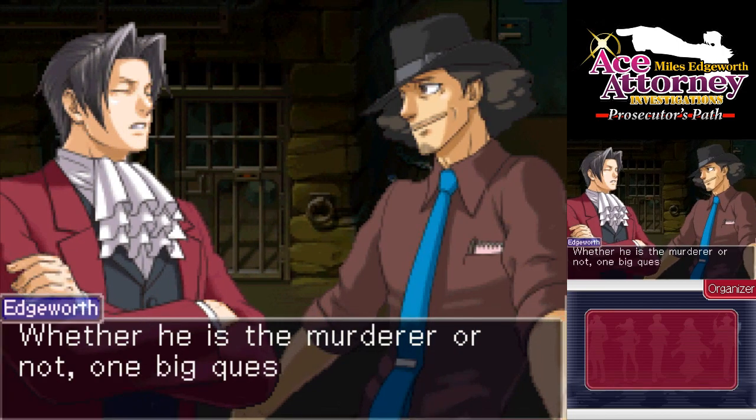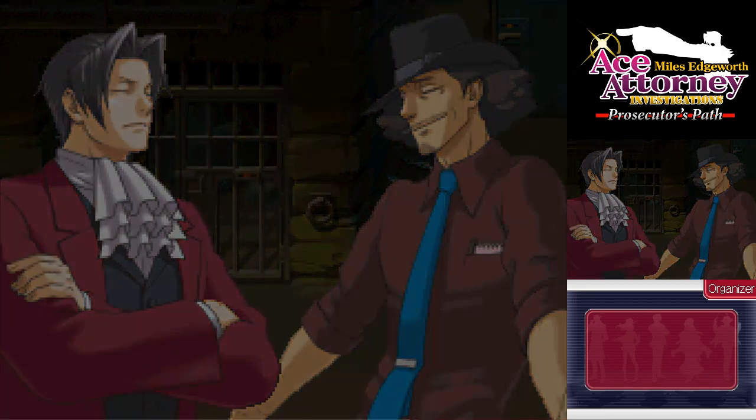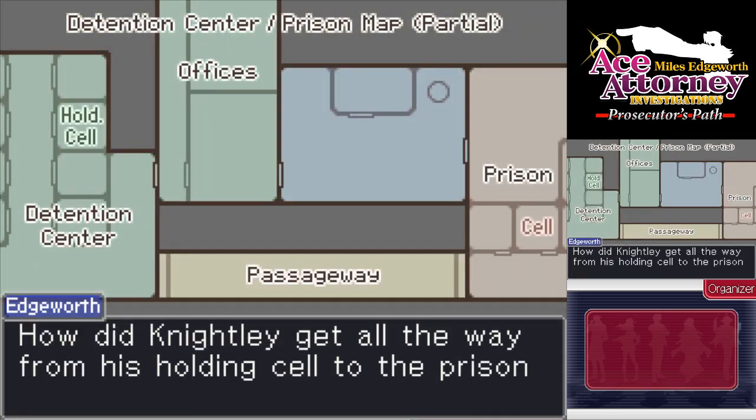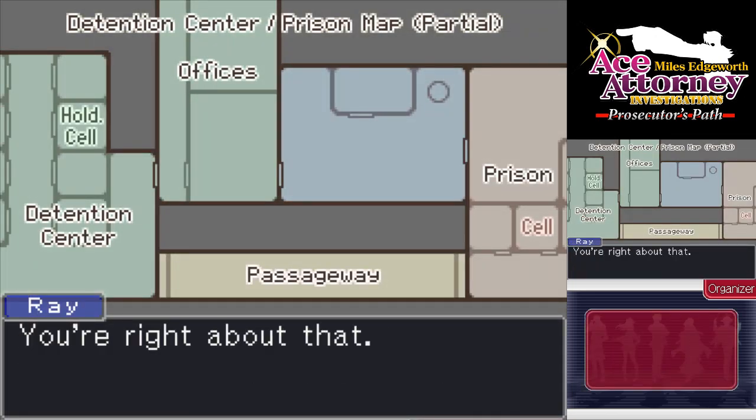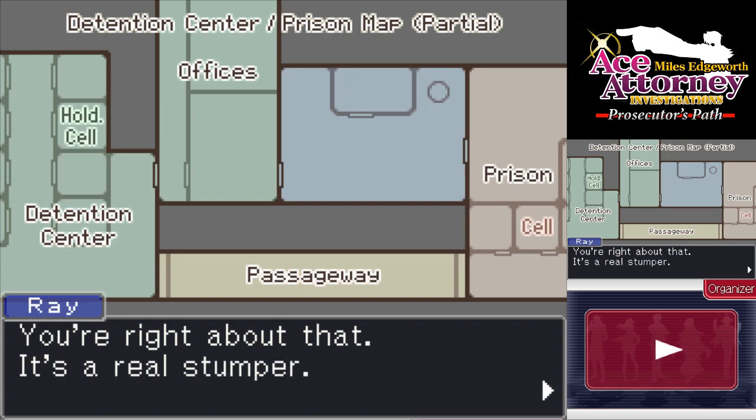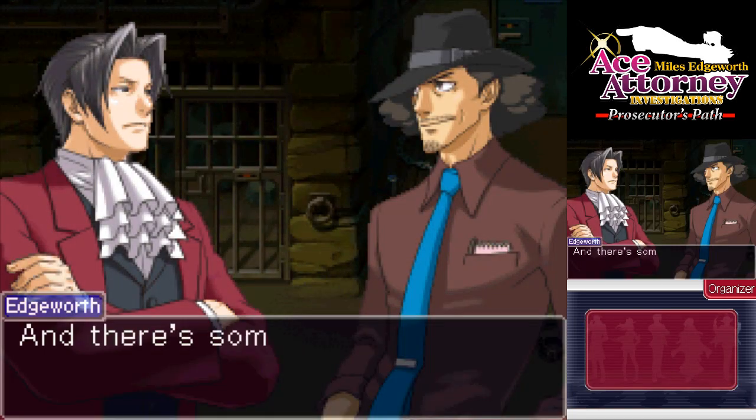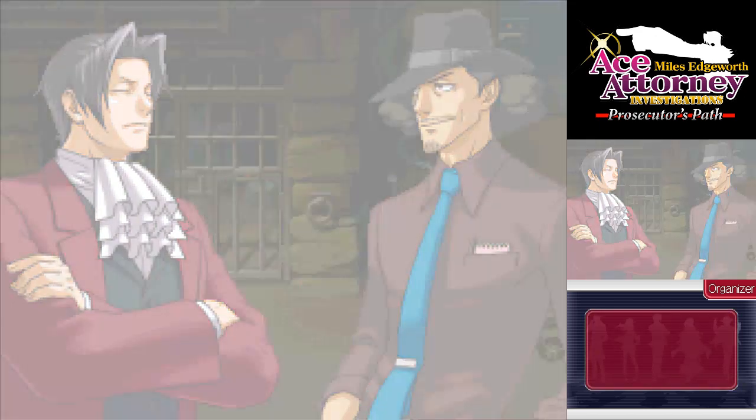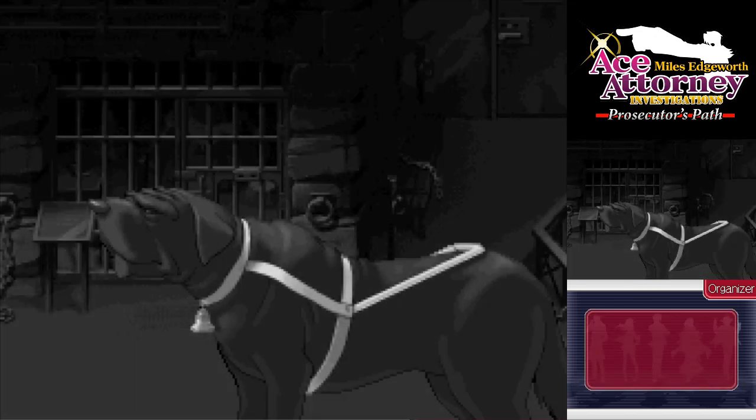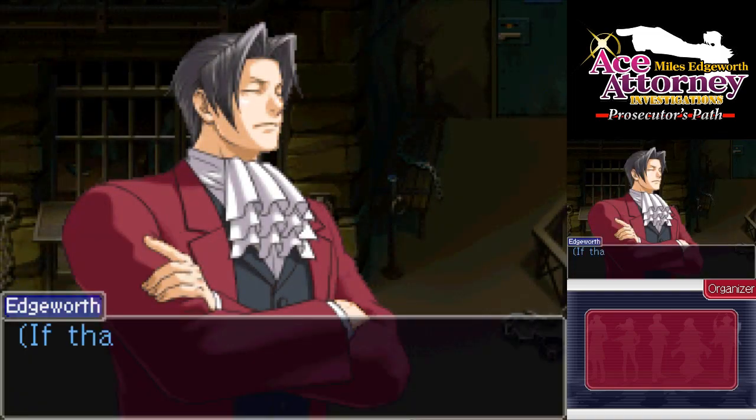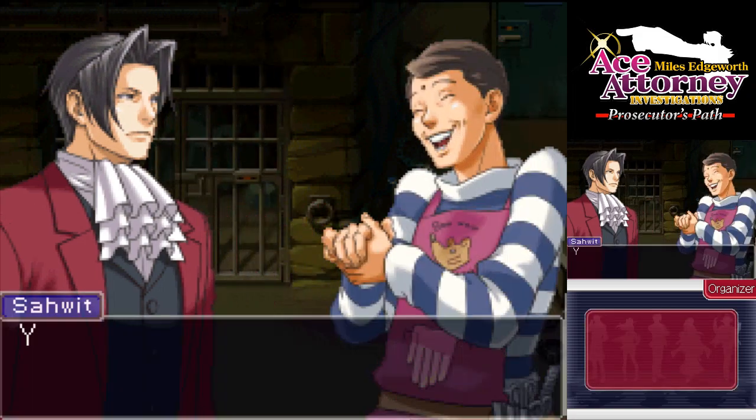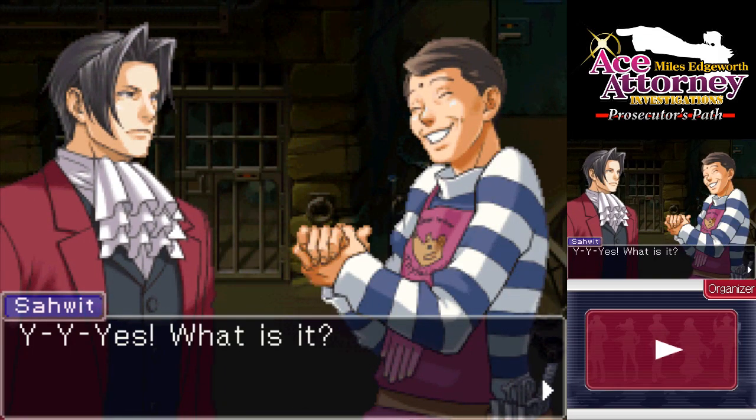Whether he is the murderer or not, one big question remains. How did Knightley get all the way from his holding cell to the prison? You're right about that. It's a real stumper. And there's something Mr. Sod said in his testimony that I'm very concerned about. If that dog had any part in the murder, Mr. Sod, Yes? What is it?